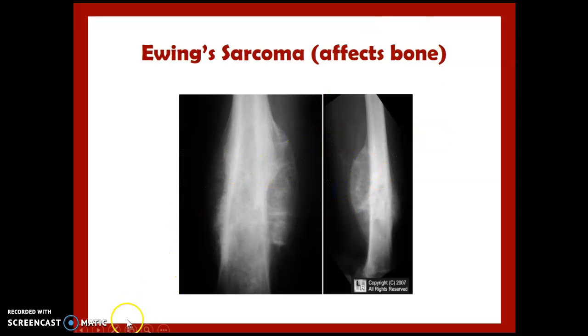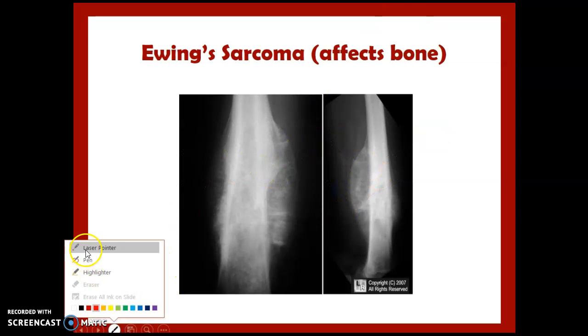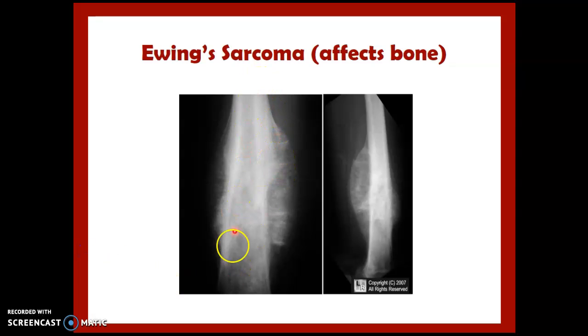So here's one example of Ewing sarcoma. I'm going to grab my pointer, but I don't think we need it. So here's our bone right here, and then here's the tumor that's developed on that bone. So Ewing sarcoma, osteosarcoma is another word for that.